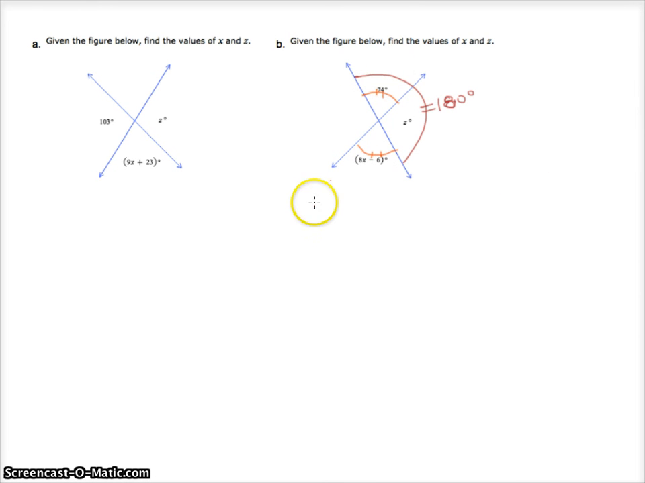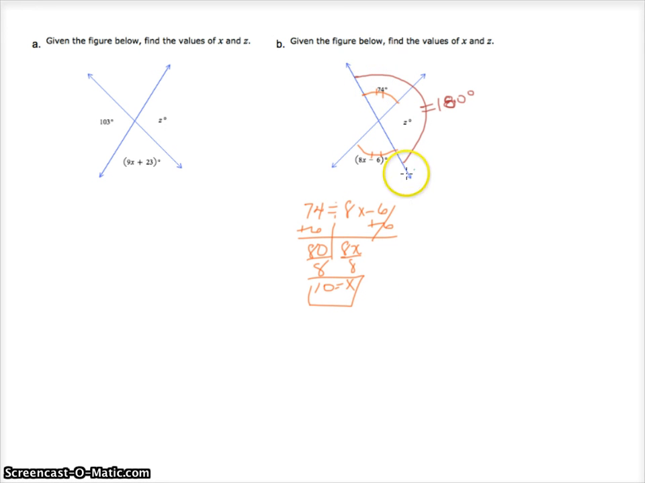I know that vertical angles equal each other, so I can say 74 equals 8x minus 6. And now I can solve for x. I'm going to add 6 to both sides. 8x equals 80. Divide by 8 on both sides. And x equals 10. So I found x. It was super easy. Sometimes finding your x's is not super easy, which is always cool because no one likes being around their x's.